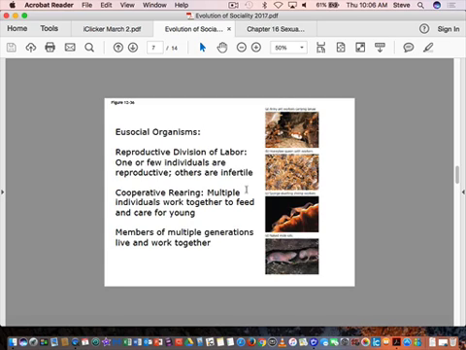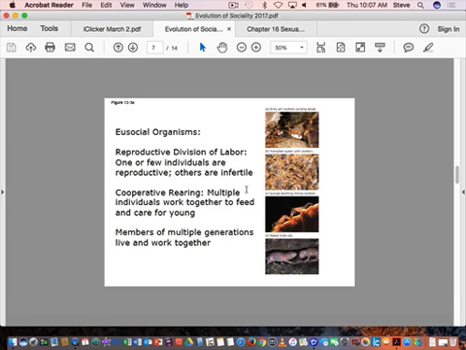So there's this reproductive division of labor in these social groups where one or few individuals are reproductive, the others are infertile and non-reproductive. Which ones are the altruists, supposedly? The workers, okay? And the queen is the reproductive. So what we're trying to explain is this worker infertility, this worker sterility, and how that can evolve.